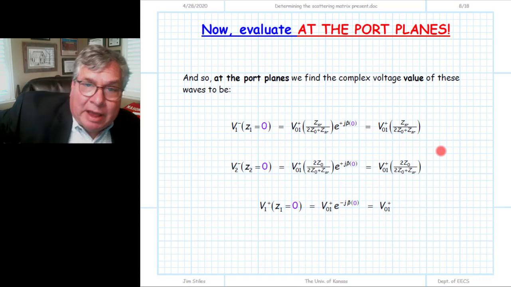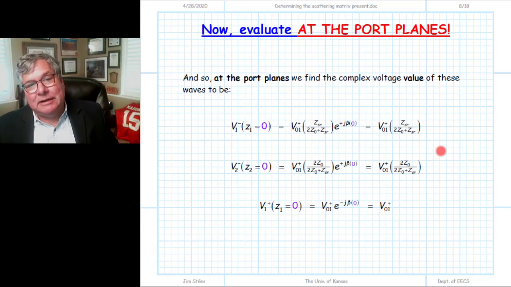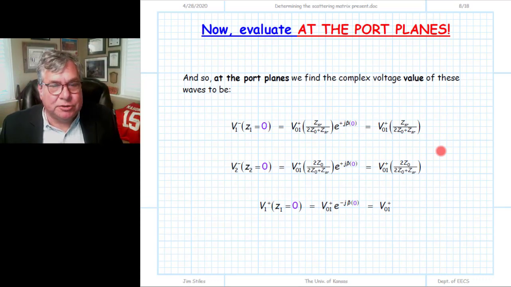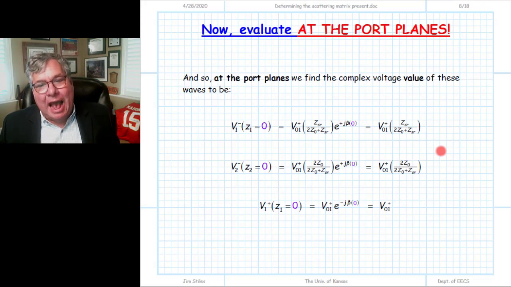All right, so what we have to do to find scattering parameters is to evaluate these wave functions, the scattered and incident waves, at the port planes. And I emphasize this and put it in red and big capital letters because oftentimes students do not evaluate these functions at the port planes.